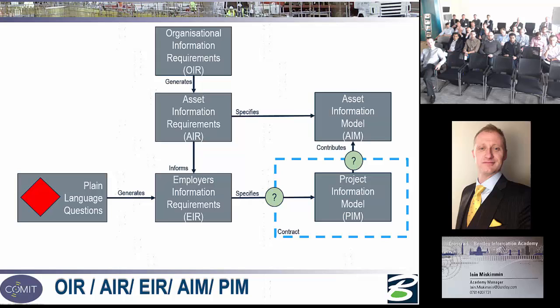So, right at the very top, we've got organisation information requirements. These are the information that I need to run my business or my organisation. So, if it's a rail, I need to know how many people I need to transport in how many places, how many stations I have, what is my end game for the end of the year, how much profit I want to make, all that wonderful stuff. And from that, I need to know what information I require about my assets to meet my organisation information requirements and my goals at the end of the day.